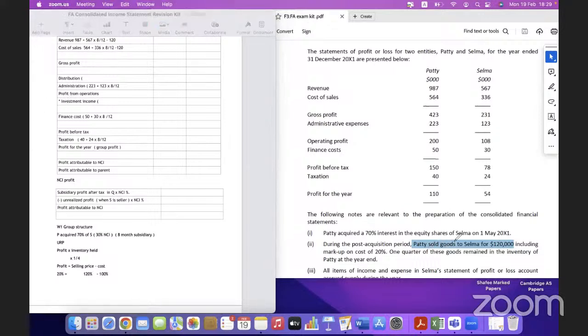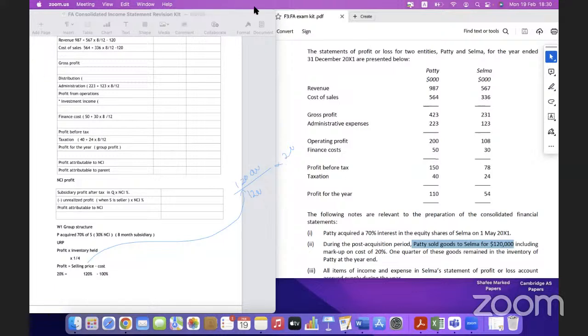Right. Patty sold goods to Selma for 120. That means 120,000 is the selling price. So selling price is represented by 120%. Now guys, divide by 120. You're looking for profit. Profit is how much percent? 20%. So therefore, what you do, multiply by 20. And now can you check your answer? Okay. Right, so guys, 120,000 divided by 120 multiplied by 20, the answer is going to be 20,000.